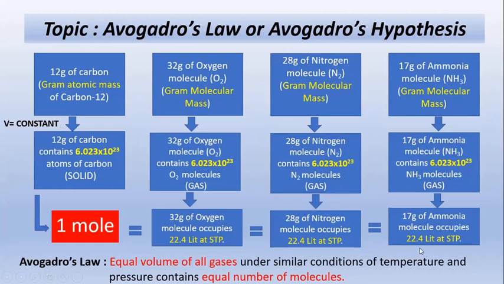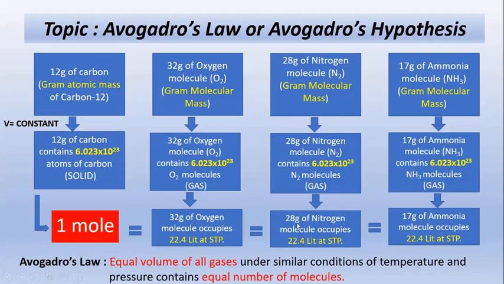So what have you understood from this? Look at this clearly and carefully. 22.4 liters at STP occupies 6.023 × 10^23 particles, right? In all these cases. So if it is a gas, 32 grams of oxygen occupies 22.4 liters, and contains 6.023 × 10^23 oxygen molecules.